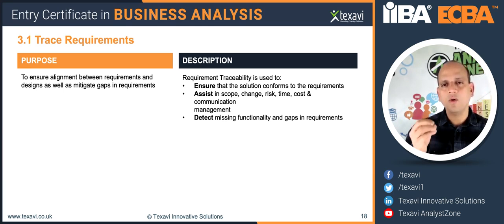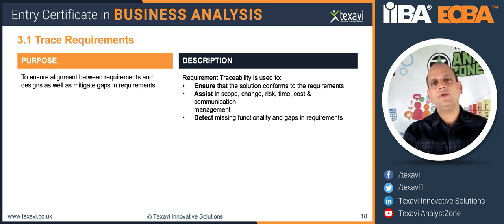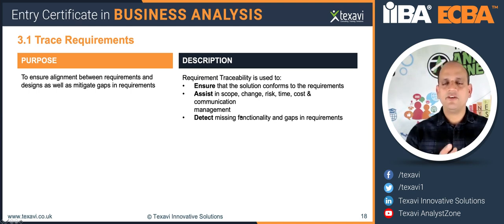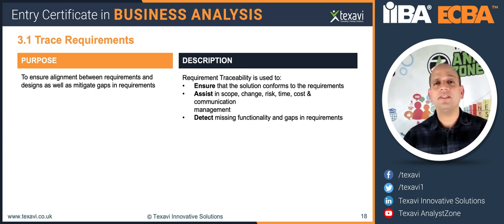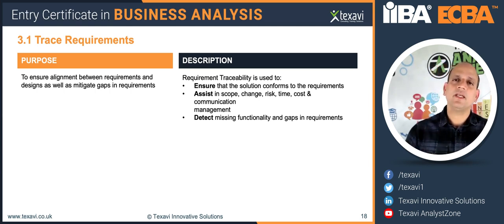You need to make sure that all the tasks you do as part of your life cycle map back to something that is of value. And that would help you in defining the scope, in managing the changes, risks, time, cost, and communication, everything. Requirement traceability would also help you detect missing functionality and gaps in requirements. If you do not have a requirement that's mapped to the architecture, that means there is a gap. Something is missing, so some requirement is not addressed in your solution. So you can go back and change it.